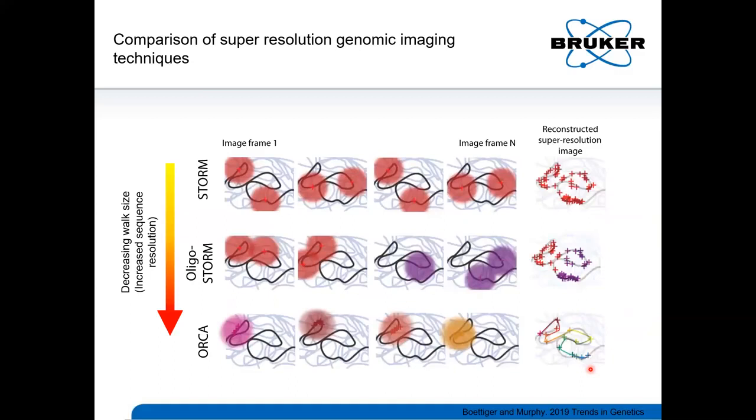If you compare STORM, OligoSTORM, and ORCA, decreasing the step size increases the sequence resolution. With STORM, you get an overview of the shape of the structure without any sequence information. OligoSTORM adds in the sequence context to the structure. And with ORCA, you get a finer sequence resolution, but lose out on the space filling component that you get with OligoSTORM.